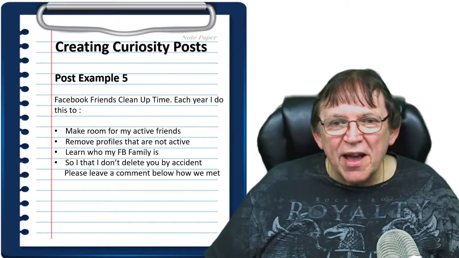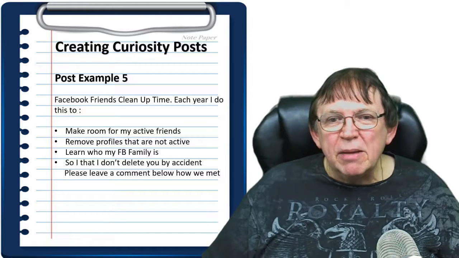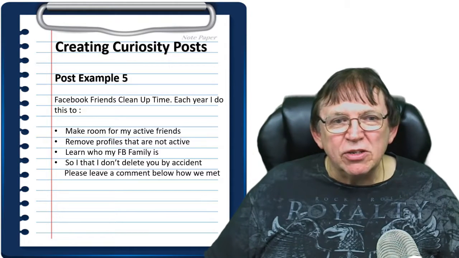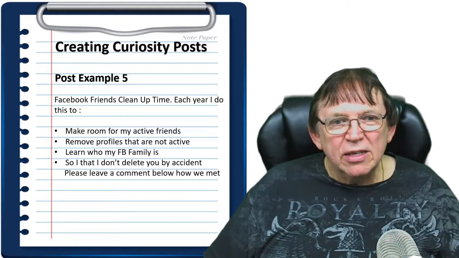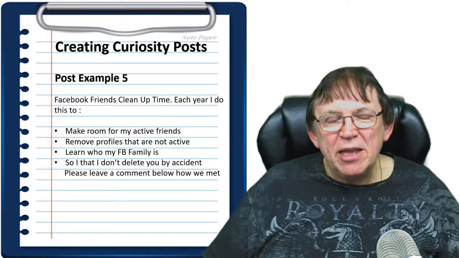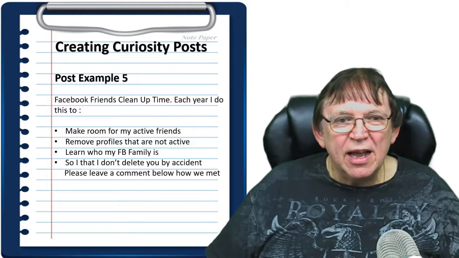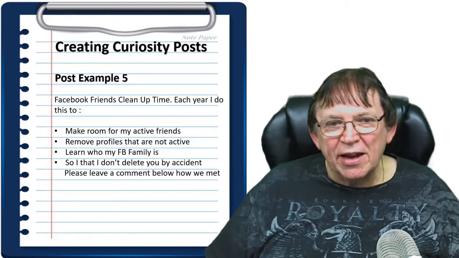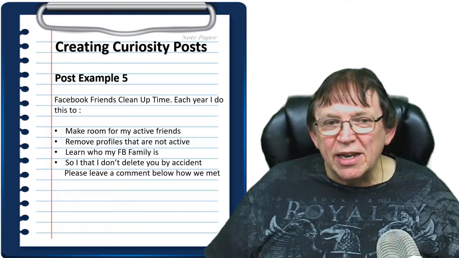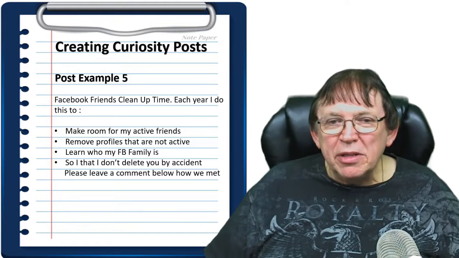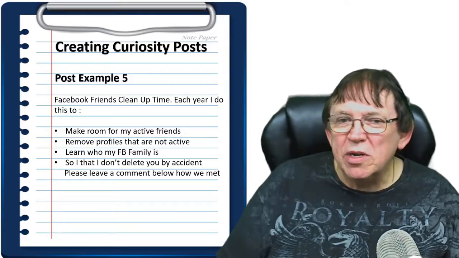Post example number 5 is more of a housekeeping one. This is where you're going to be cleaning up your Facebook account, and so you're giving people a rationale why they want to connect with you. So, Facebook friends cleanup time. Each year I do this, and I do it to make room for my active friends, remove profiles that are not active, and learn who my Facebook family really is. So that I don't delete you by accident, please leave a comment below how we met. And again, it's a reaching out method.